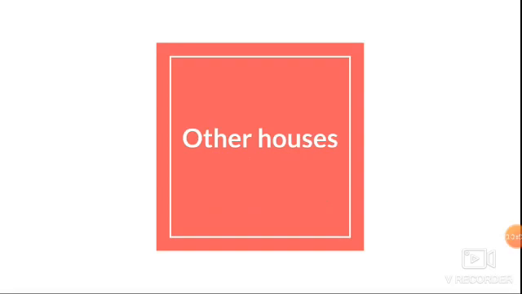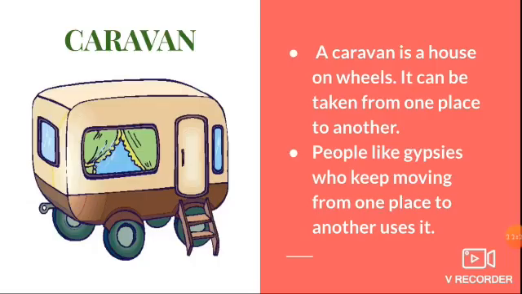Other houses. Apart from the kacha houses and pakka houses, there are some other houses also. Now we are going to study about those other houses. The first other house is the caravan. A caravan is a house on wheels. It can be taken from one place to another. People like gypsies who keep moving from one place to another use it. As you can see in this picture, it can be taken from one place to another place.